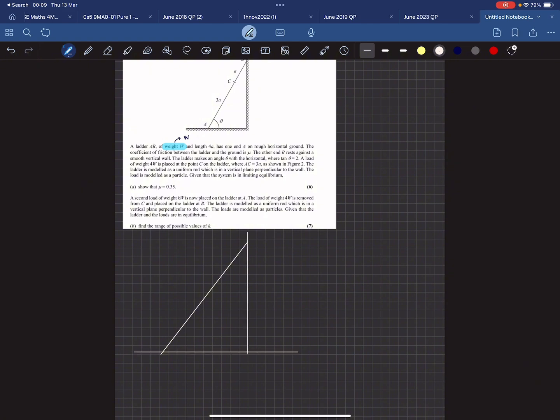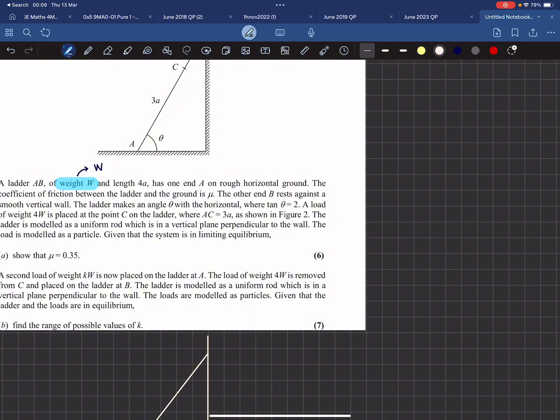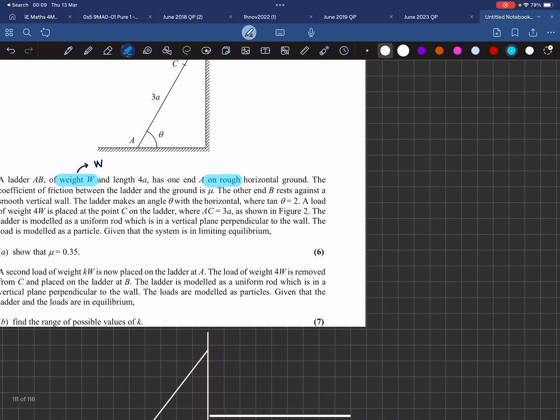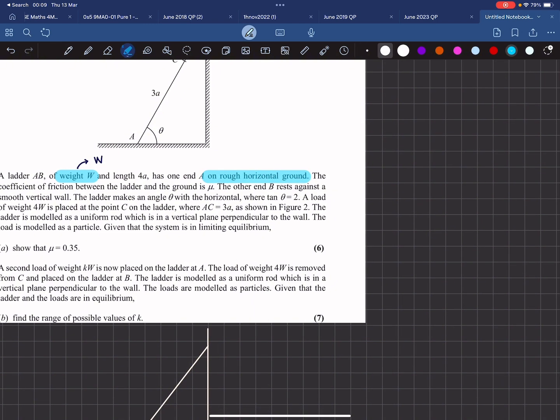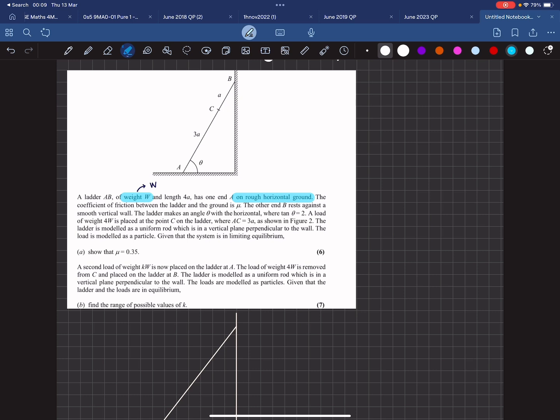Okay, so that has a length 4a, and one end is on a rough horizontal ground. So mark the words rough horizontal ground. That means we have friction. The coefficient of friction is given as mu, so that's not given as a number. The other end rests against a smooth vertical wall. So B is resting against the wall. The ladder makes an angle theta where tan theta is equal to 2.